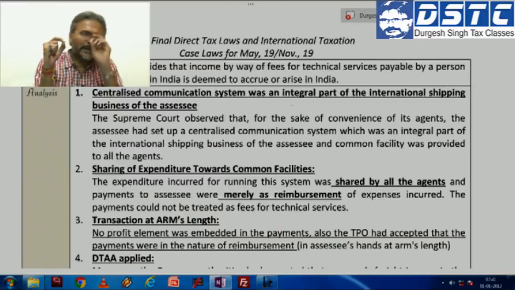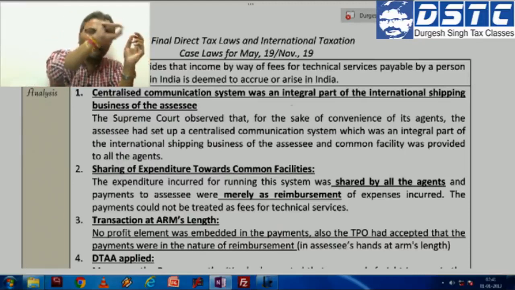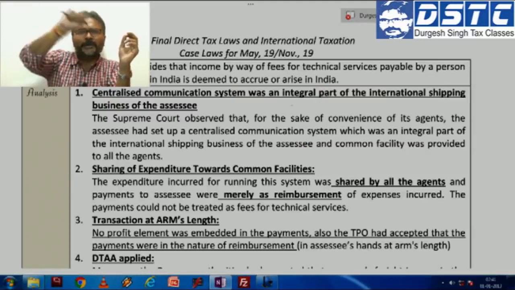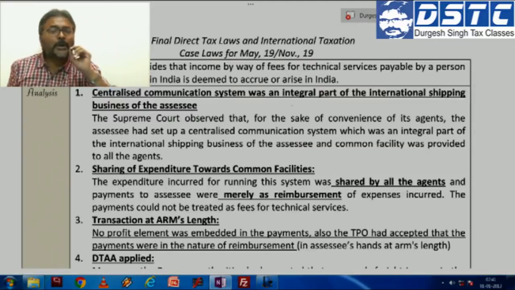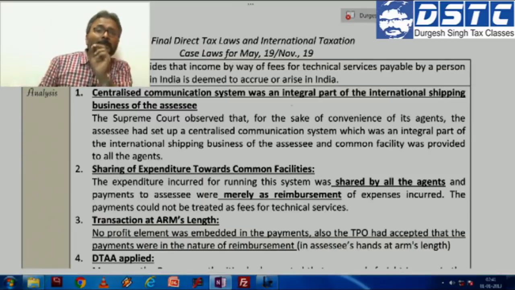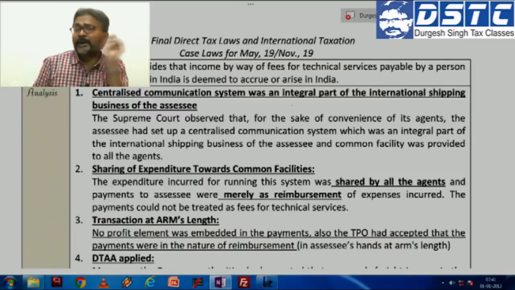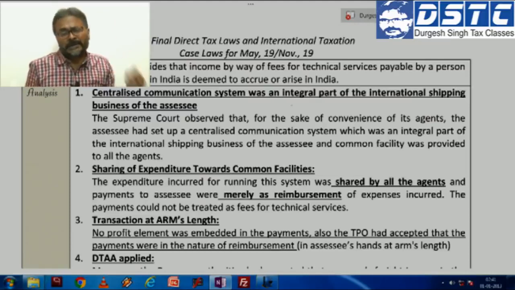Whatever is the cost, they will bill it to the foreign company. The foreign company will take the reimbursement from the agent. So therefore, when the agent makes the payment of this particular amount, will that amount be considered to be a payment towards business income of the non-resident or fees for technical service?